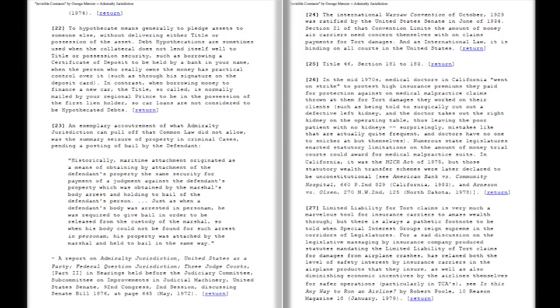Limited liability for tort claims is very much a marvelous tool for insurance carriers to amass wealth through, but there is always a pathetic footnote to be told when special interest groups reign supreme in the corridors of legislatures. For a sad discussion on the legislative massaging by insurance company produced statutes mandating the limited liability of tort claims for damages from airplane crashes, which has relaxed both the level of safety interest by insurance carriers in the airplane products that they insure, as well as diminishing economic incentives by the airlines themselves for safer operations, particularly in TCAs, see Is This Any Way to Run an Airline? By Robert Poole, Reason Magazine, 18, January 1979. Return.